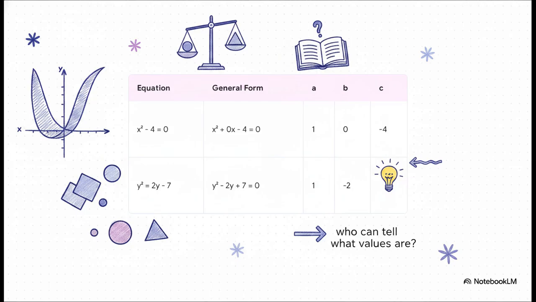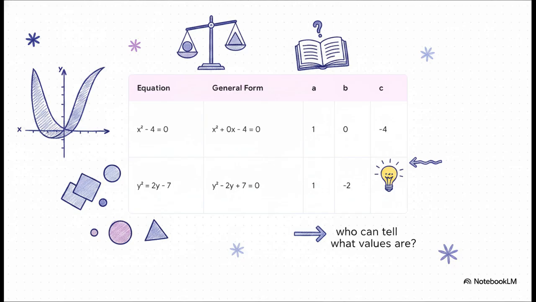Look at our first equation, x squared minus 4 equals 0. We really need to write this in the general form of ax squared plus bx plus c equals 0. But notice, there's no middle x term here. So, we simply write it as x squared plus 0x minus 4 equals 0. Comparing this to our standard form, we can easily see that a is 1, b is 0, and c is minus 4.